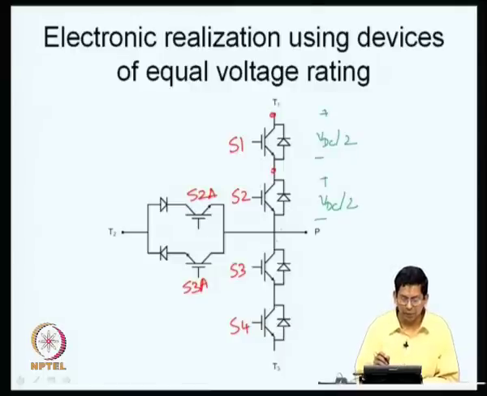Now, similarly, let us say these two, S1 and S2, are conducting. If S1 and S2 are conducting, what is the potential here at the midpoint? Plus. What is the potential here? This is 0. So, who is blocking the voltage between these two? Is it the transistor or is it the diode? It is actually the diode that is blocking this potential. So, this transistor does not have a significant role in blocking the voltage; blocking is actually done by the diode.